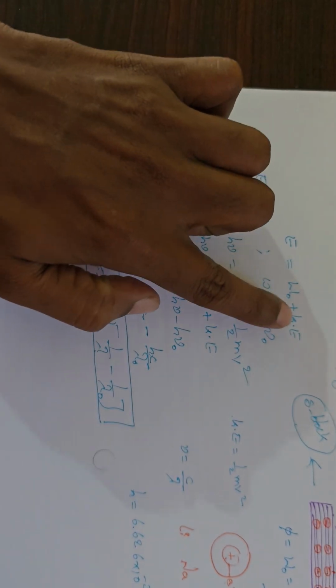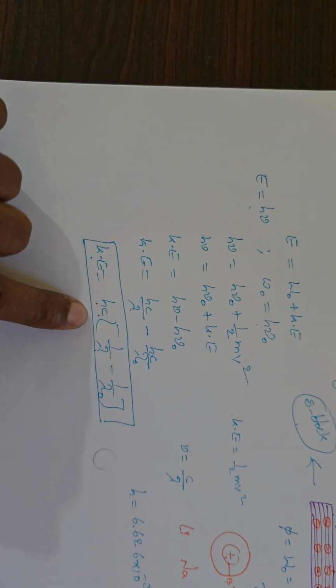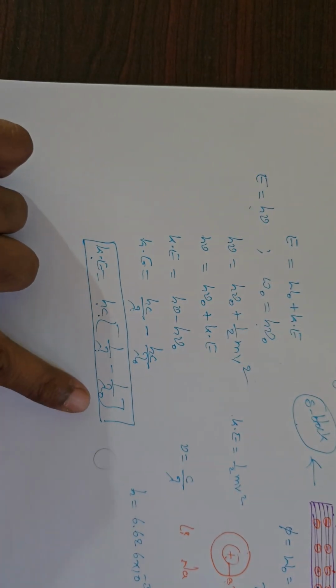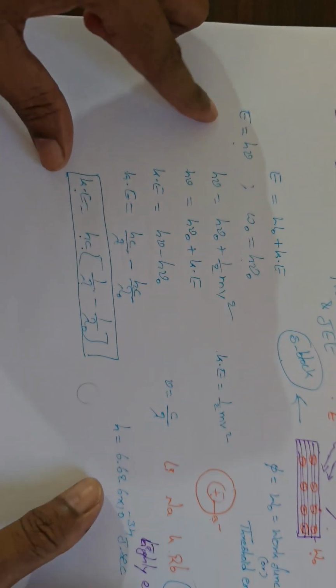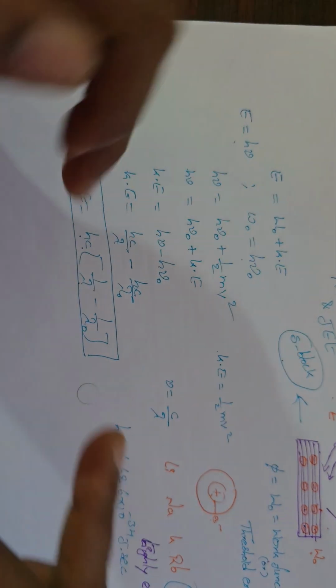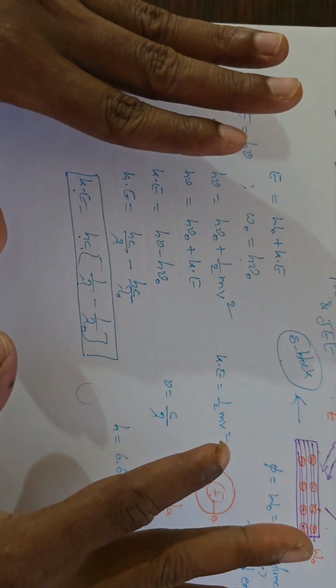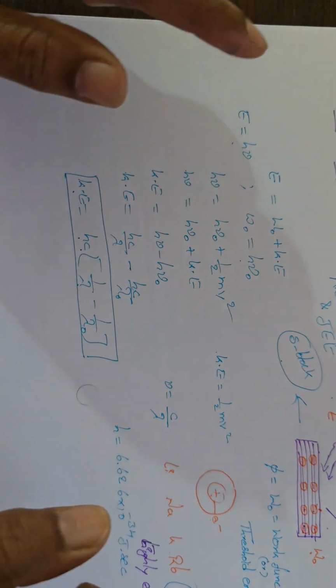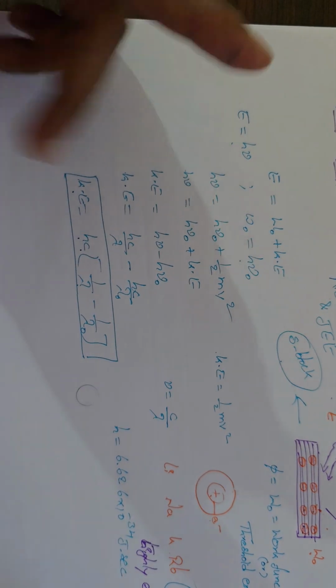E is equal to W naught plus KE. KE is equal to hc times (1 by lambda minus 1 by lambda naught). From this data, graphs are there. Different expressions and their graphs are very important. I will teach you in the next class.